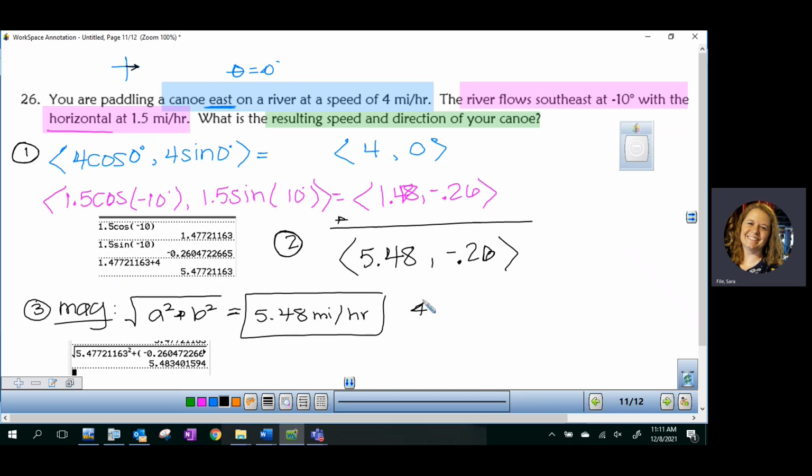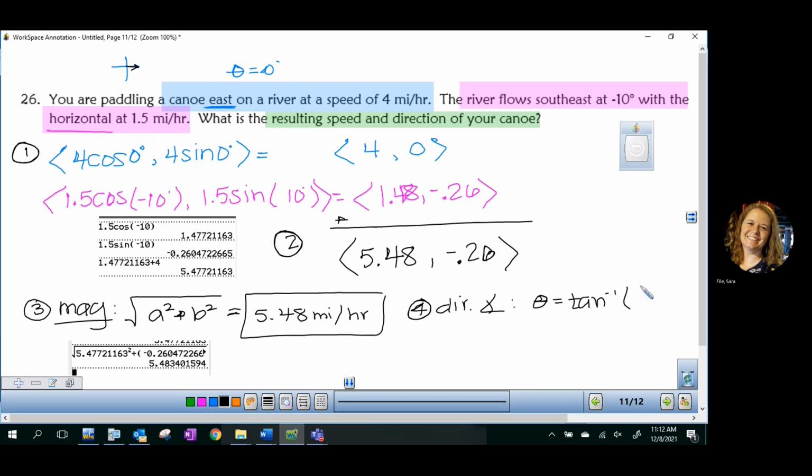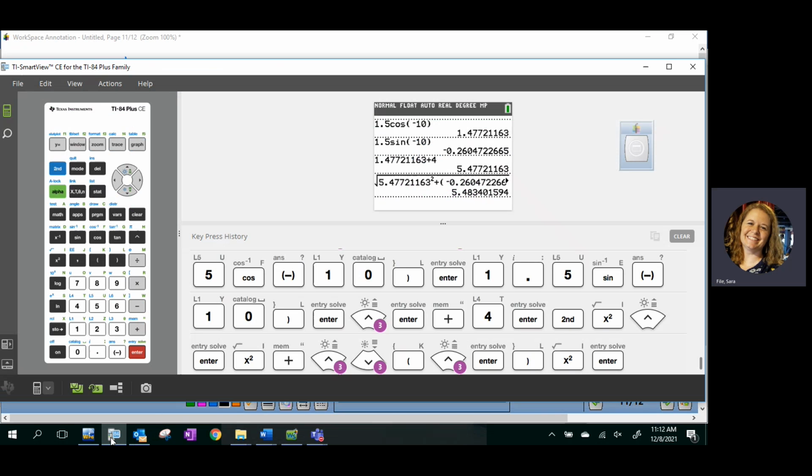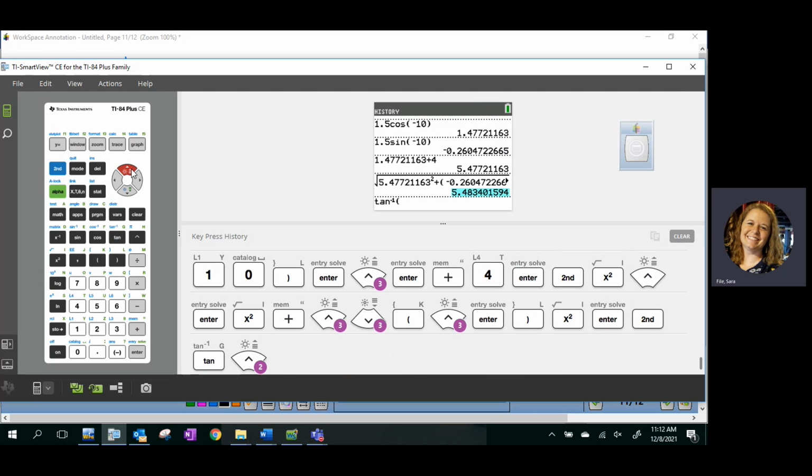And then finally, step 4 to get your direction angle. We're going to do inverse tangent of B over A. So that is second tangent. There's B over A.